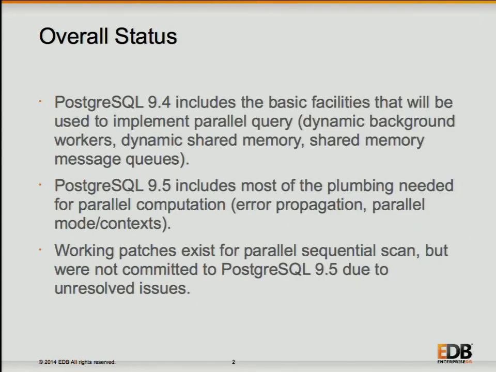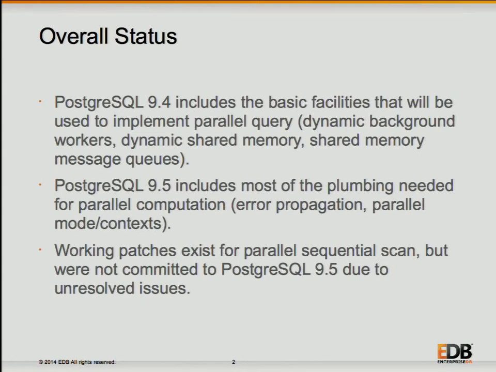So the overall status of this feature is that we've been making progress release by release. In PostgreSQL 9.4, we got the very basic fundamental infrastructure facilities that we knew we were going to need in order to build this feature. Alvaro Herrera had added background worker processes to PostgreSQL 9.3, but they all had to be started at the time that the server was started, which was obviously not going to work for parallel query. So I made those into dynamic background workers, which can be launched while the server is running and can be started up and shut down pretty quickly.